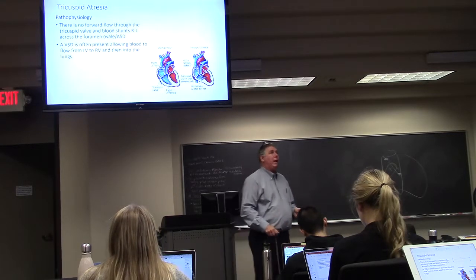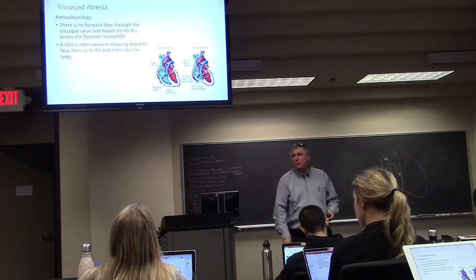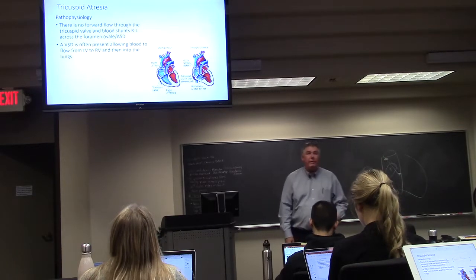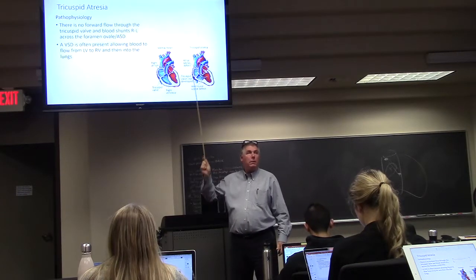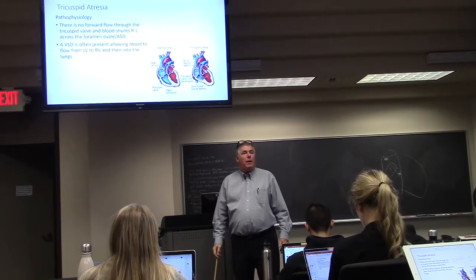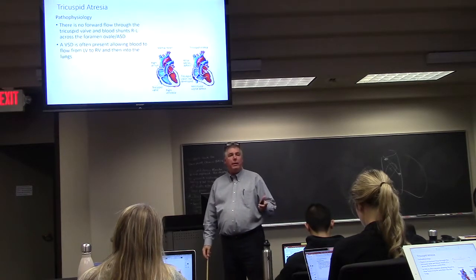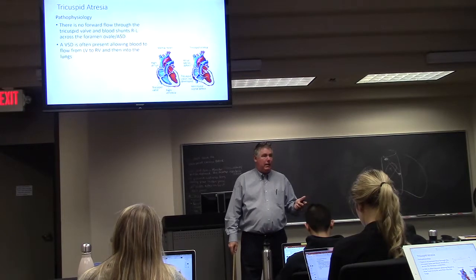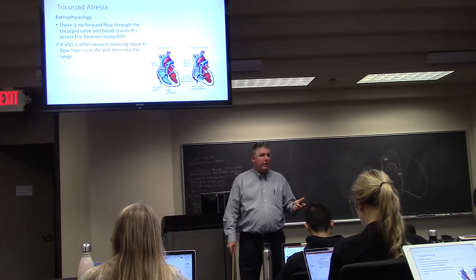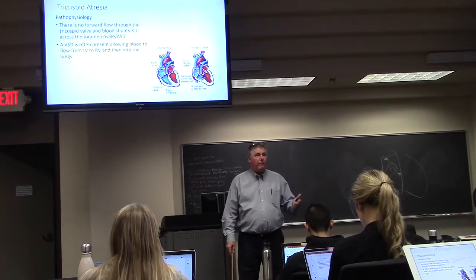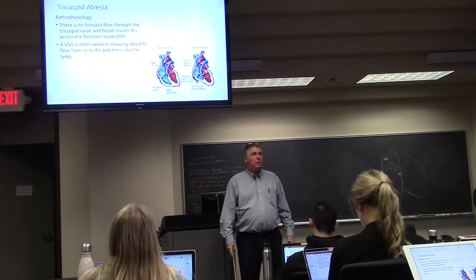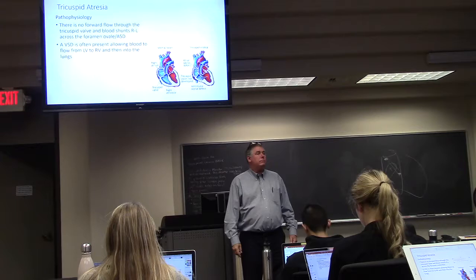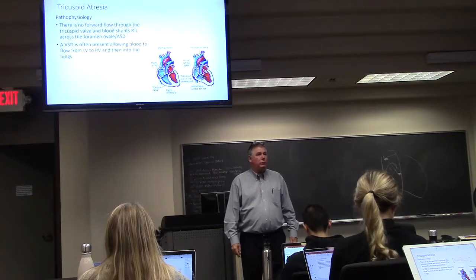The only way that you survive this is if there is an ASD. And usually what happens here is you'll also have a VSD. You have to have the VSD to get the blood into the right ventricle to eventually get it into the lungs. So that's tricuspid atresia, not stenosis, atresia.